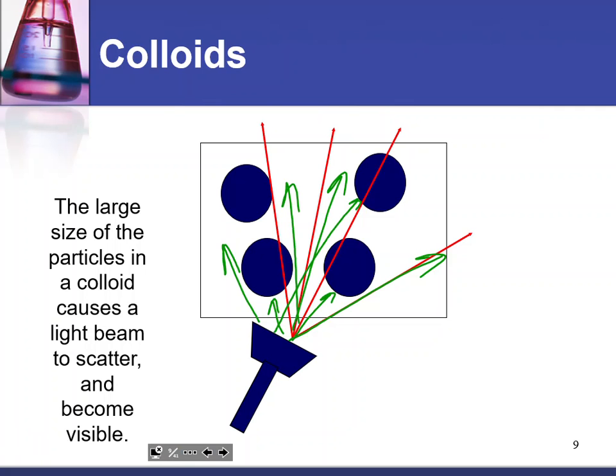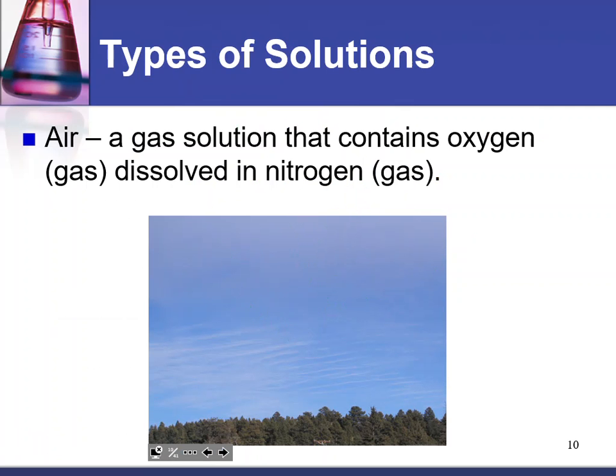Now let's go over some main examples of solutions, and ones you might not necessarily think of as solutions. The first one is always a very prevalent question for the SOL. They love to ask about air. And they'll phrase it like this: which of the following is a homogeneous mixture? Or it might say, which of the following is a solution? And of course, one of the choices is air. Air is actually a solution because the main part of it is nitrogen.